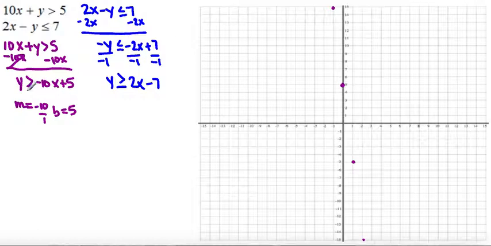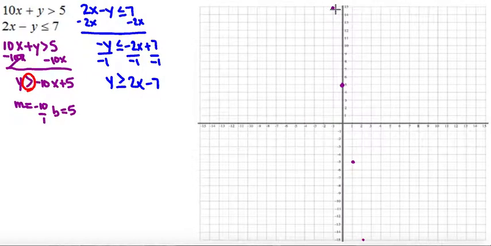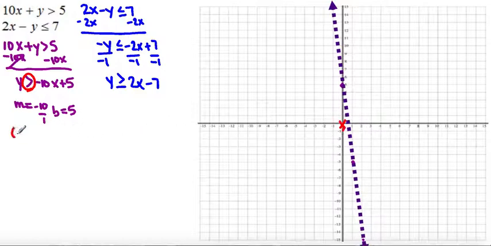Alright, since my inequality symbol is greater than, it has no or equal to, my line has to be dashed. Okay, and then to figure out which way I shade, I plug in this origin point, 0, 0. So if 0 is greater than negative 10 times 0 plus 5, anything times 0 goes away. And 0 is greater than 5, and that's not true. So I can't shade this side that includes the 0, 0 point. I have to shade everything to the right of the line.